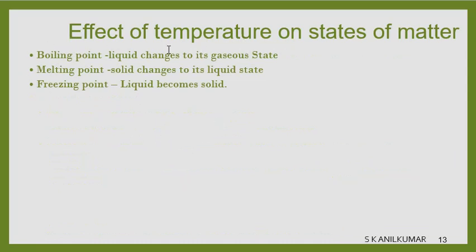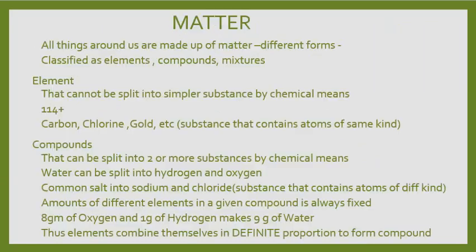So boiling point, liquid changes to gaseous state, melting point, solid changes to liquid state, freezing point, liquid becomes solid. All this happens because of the energy gained or lost because of the heat, right? So what have we studied in this? We have studied what is matter, all the things around us, and they are of different forms. Except heat and light, most of them are matter. They can be classified as elements, compounds and mixtures.